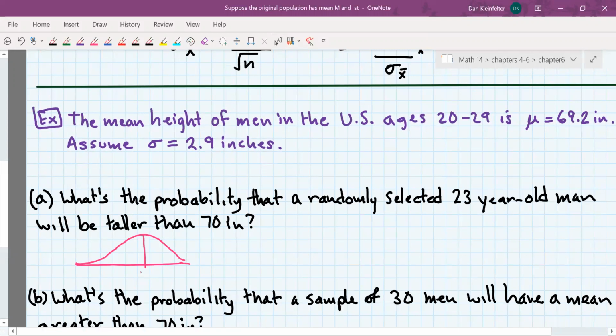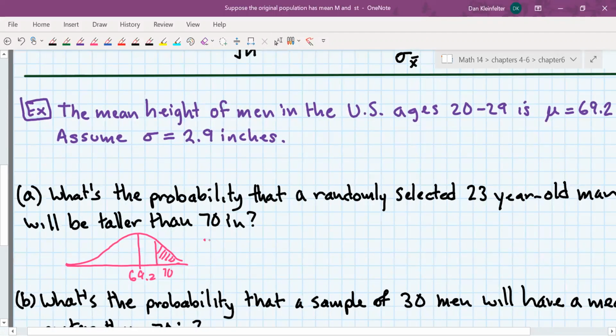We have a mean of 69.2 inches, and we want to know the probability that someone will be taller than 70 inches. So we will turn 70 inches into a z-score. For this, we're having just a single variable, a single individual, and so when we're dividing by the standard deviation, there won't be that square root of n underneath that we would have had if it were a group. So we get a z-score of 0.28.